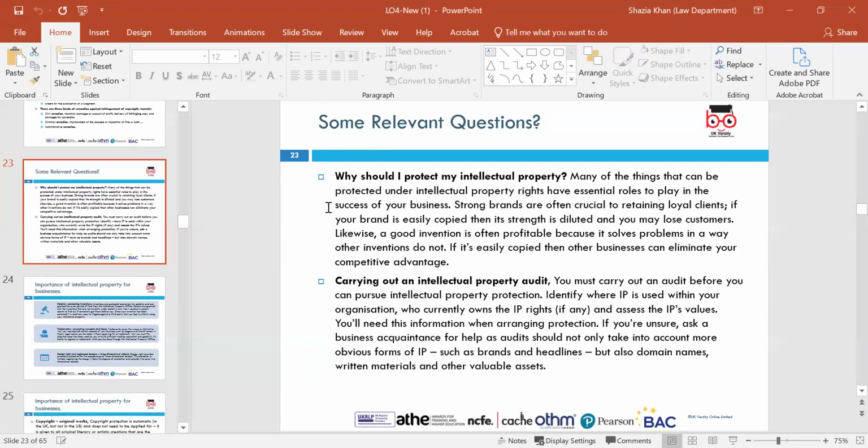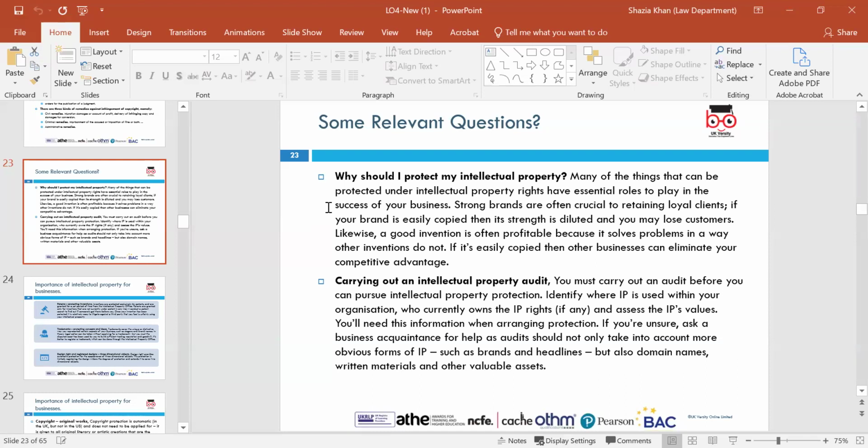Some relevant questions: why should I protect my intellectual property? Many of these things that can be protected under intellectual property rights have essential roles to play in the success of your business. Strong brands are often crucial to retaining loyal clients. If your brand is easily copied, then its strength is diluted and you may lose customers. Likewise, a good invention is often profitable because it solves problems in a way other inventions do not. If it's easily copied, then other businesses can eliminate your competitive advantage.